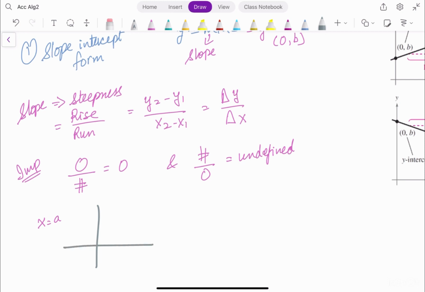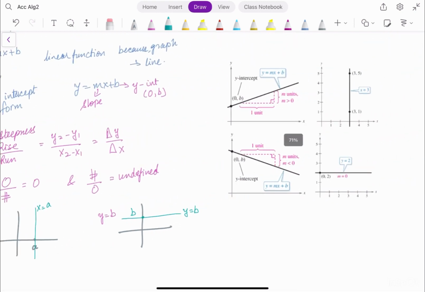x is equal to a? So a is just a point on the x-axis that will give you a vertical line as the graph. And the vertical line graph implies that it is undefined, because it doesn't satisfy the vertical line test. On the other hand, y is equal to b, that means a point on the y-axis, it will be a horizontal line. And a horizontal line implies that the slope is 0.